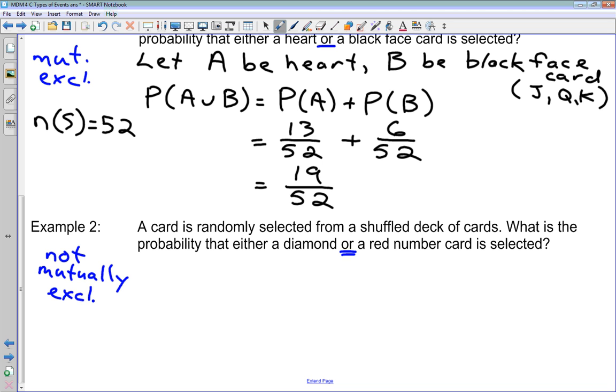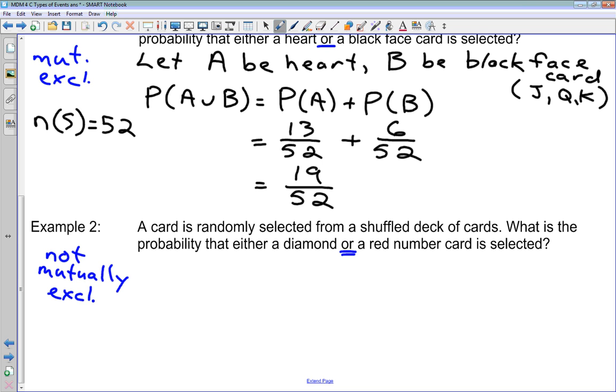because it's possible that the red number card that we get could also be a diamond. Okay? So we could draw a card that is a diamond, we could draw a card that is a red number card, or we could draw one that is both. Okay? So picking a diamond doesn't exclude the possibility that we're also going to have a red number card, and vice versa. If we pick a red number card, it doesn't exclude the possibility that we also have a diamond.